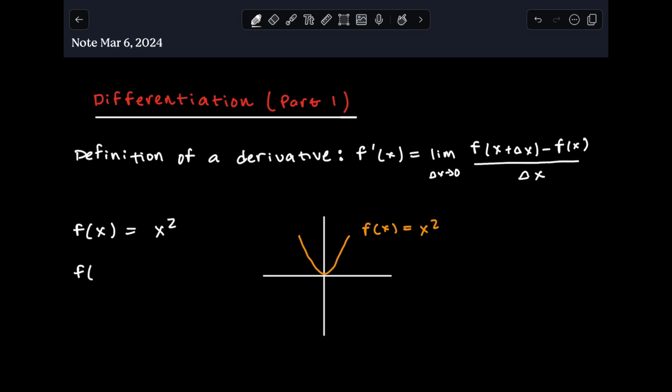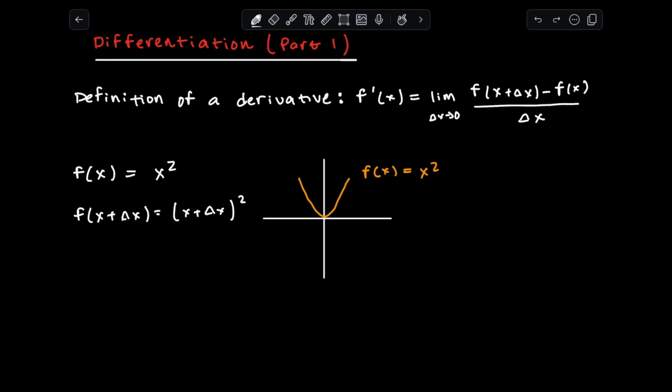f of x plus delta x. And to find f of x plus delta x, it's pretty simple. All you do is reference the original equation, and wherever you see an x, you plug in x plus delta x. And so following that rule, we get that f of x plus delta x is x plus delta x squared. Now when it comes to evaluating limit expressions, it's always a good idea to expand anything that requires expansion, such as this expression. And so we'll expand x plus delta x squared.